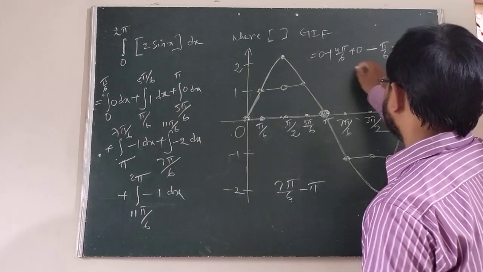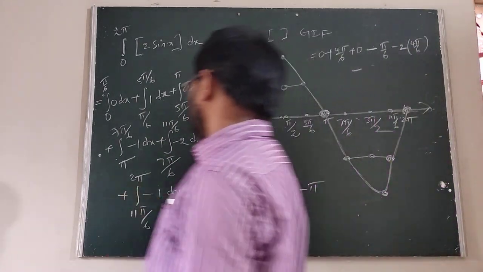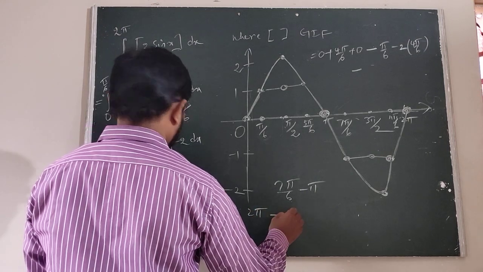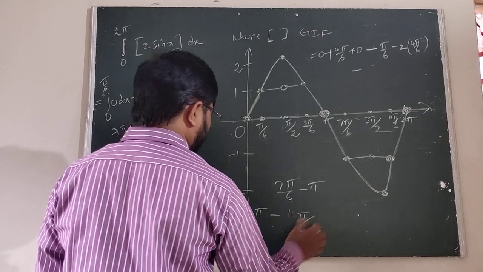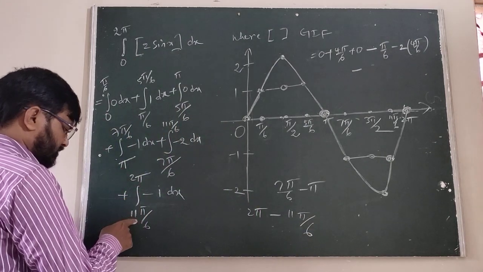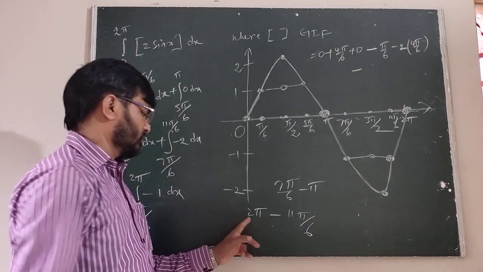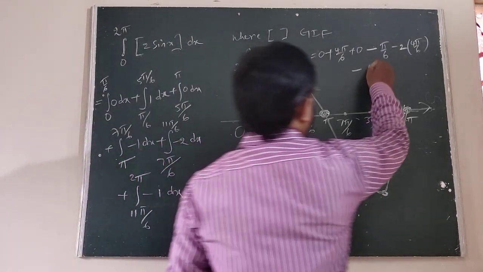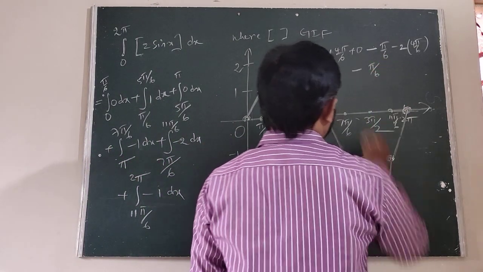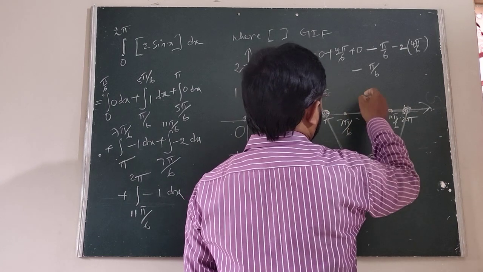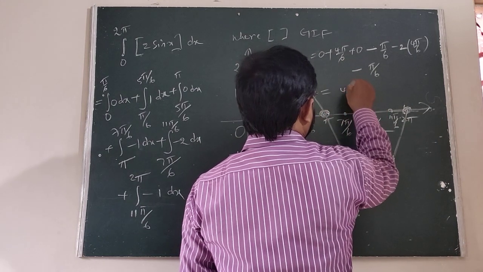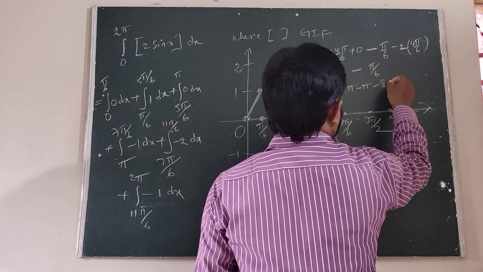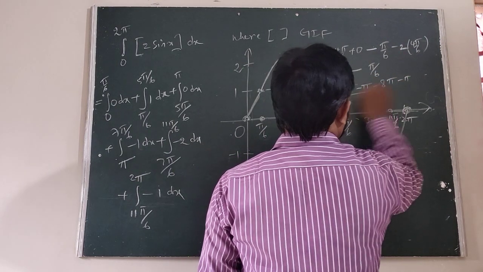The next one is minus of minus 1 dx. Now we can write this is 2 pi minus of 11 pi by 6. How to write this is 2 pi minus 11 pi by 6. 6 twos are 12, 12 minus 11 is 1. Therefore, minus of pi by 6. Is it clear? How to write this: this is 4 pi, this is minus pi, this is minus of 4 twos are 8 pi minus pi, all over 6.